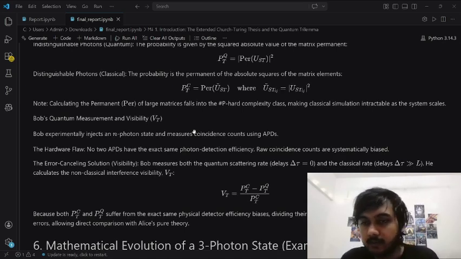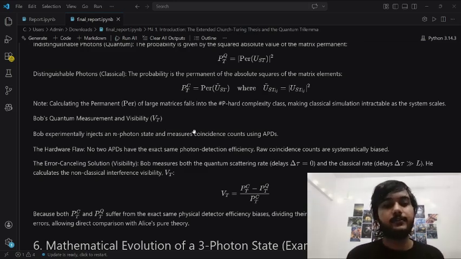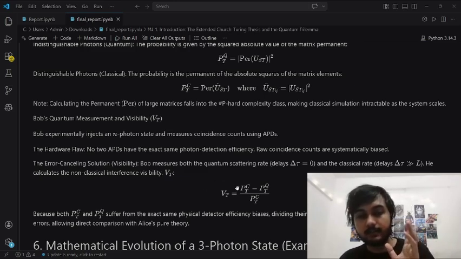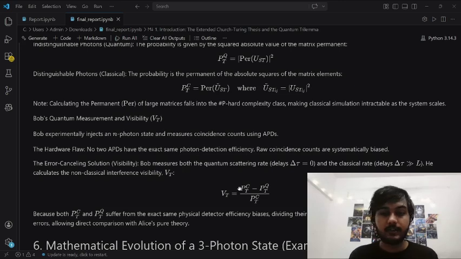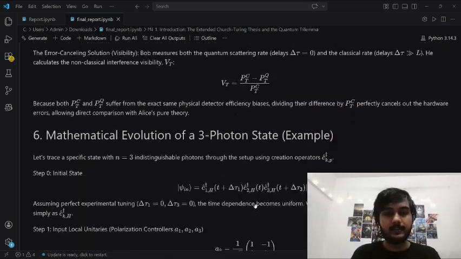Now there are different kinds of problems in our setup also. It is a practical system. So to get rid of them, we use an error cancelling solution, which is visibility. We basically subtract from the classical solution our quantum probability distribution divided by P_CT. Now, all the errors that are in P_QT will also be in P_CT. So this improves our final results basically.